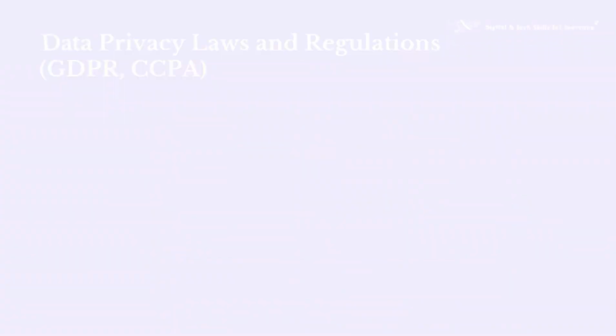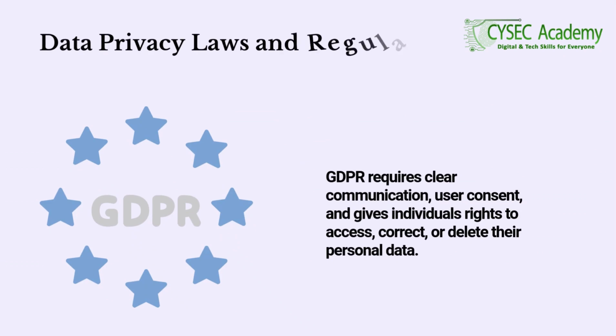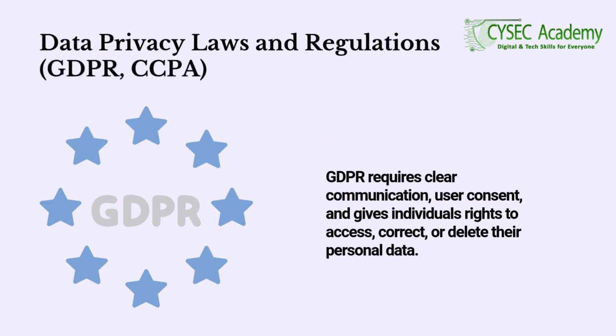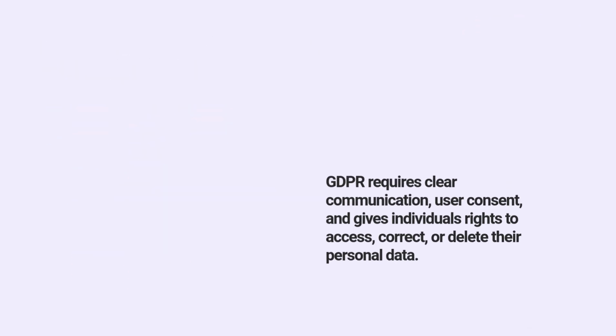Let's look at them. 1. General Data Protection Regulation, GDPR. The GDPR is a comprehensive data protection law in the European Union that applies not only to EU-based organizations, but also to any business that processes the personal data of EU citizens. Its central focus is on protecting individual privacy through transparency, consent, and control. For example, if a Nigerian bank provides services to an EU resident, GDPR still applies.